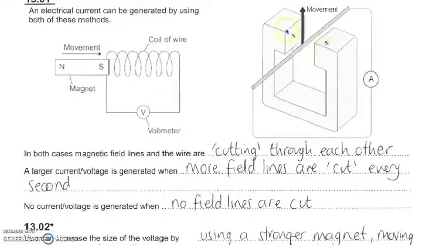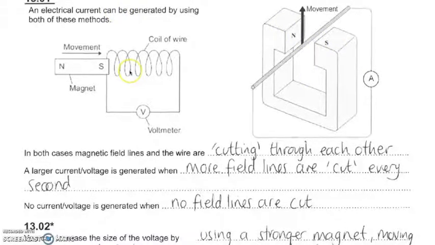So it's cutting the magnetic field lines, which means no current or voltage will be generated when no field lines are cut. Obviously if we've got no movement, and also if the wire was parallel to the magnetic field lines, we would get no field cutting.